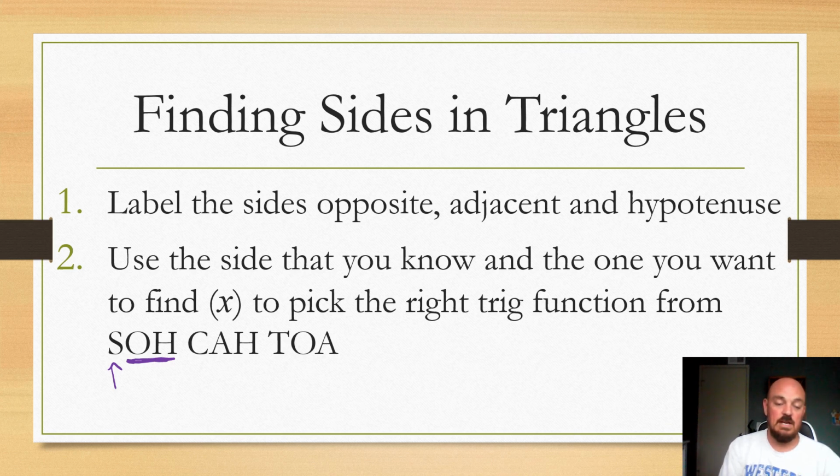But in a different question, maybe the side I'm trying to find is adjacent, and the side I know is opposite. That would be a tangent question. So depending on the two that you're using, you have to use the one that was given in the question and the one you're trying to find. Depending on which two those are, you have to use that to pick the right trig function, sine, cosine, or tangent.